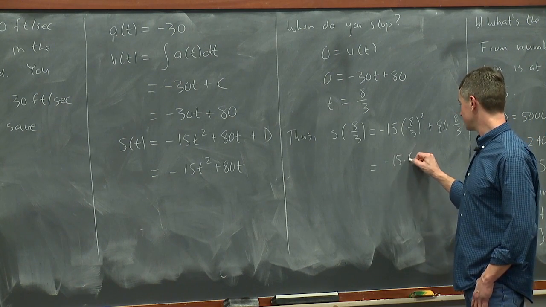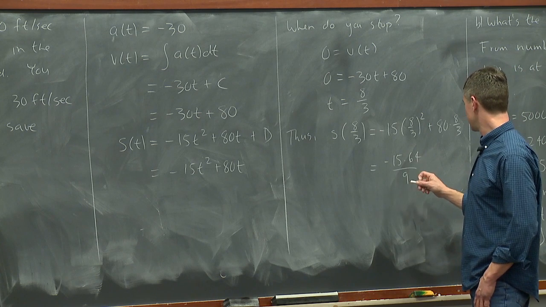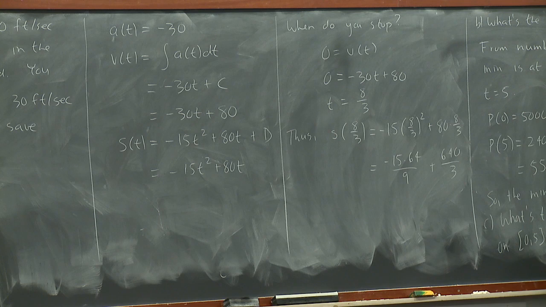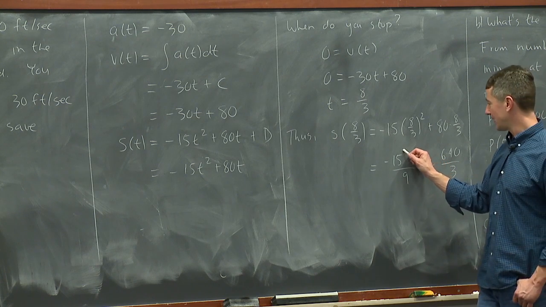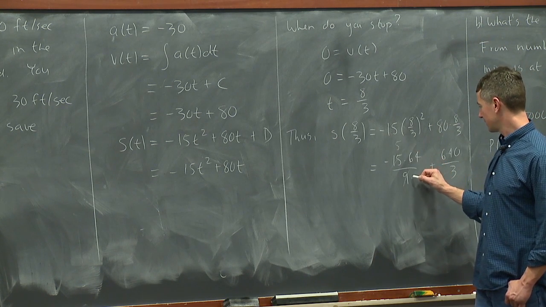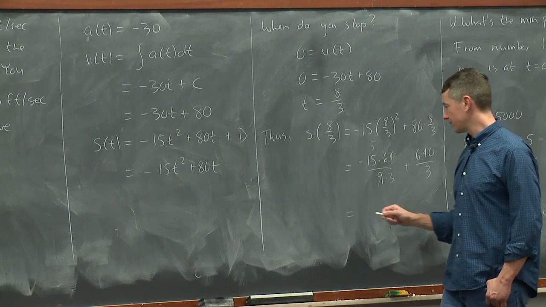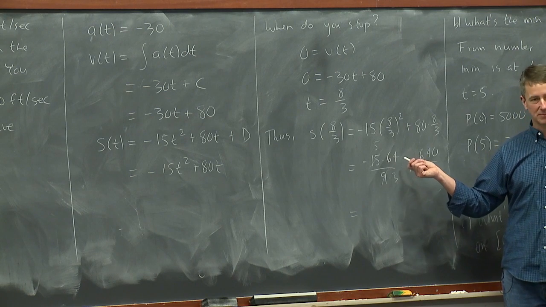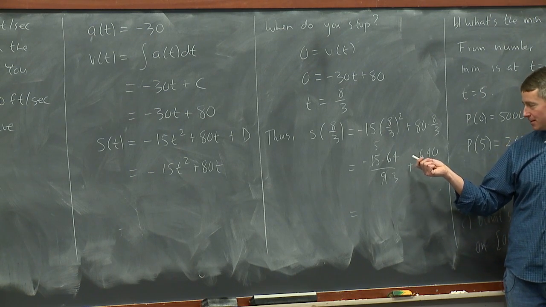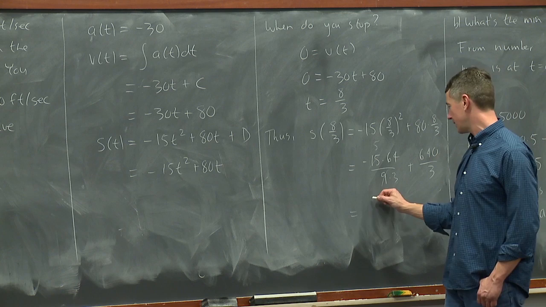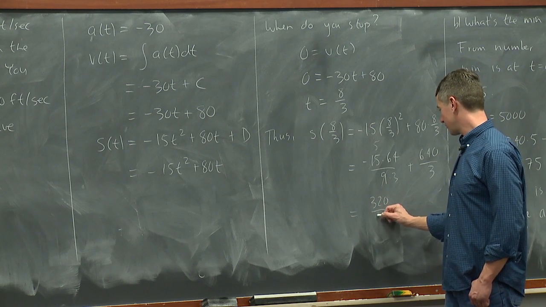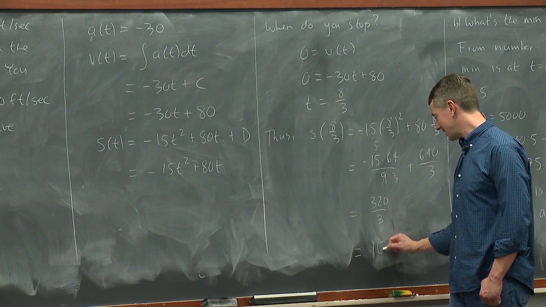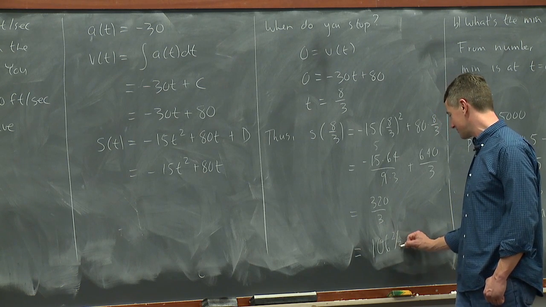Negative 15 times 64 over 9 plus 640 over 3. 15 over 9 can simplify to 5 over 3. So we have a common denominator of 3. Negative 5 times 64 is negative 320, plus 640 is positive 320 over 3, which is 106 2/3 feet.